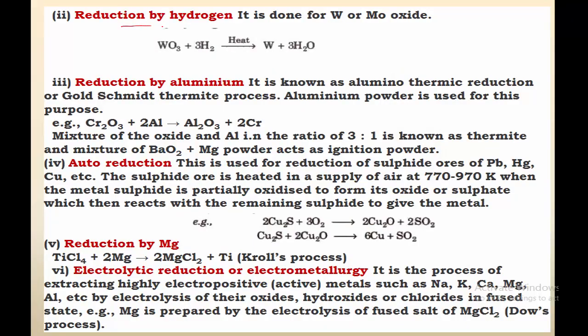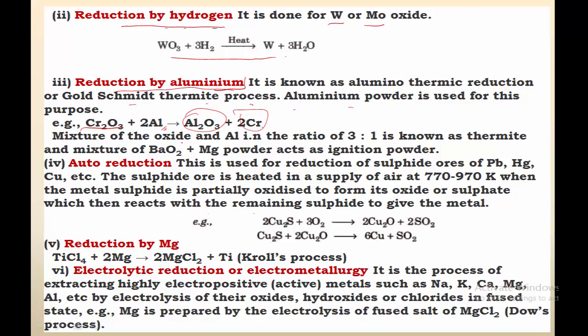Next, reduction by hydrogen. By using hydrogen, we can reduce tungsten or molybdenum. Okay, this is one of the examples. Then another one is reduction by aluminium. So aluminium is used as a reducing agent for reducing different metals. For example, chromium oxide can be reduced with the help of aluminium and forms aluminium oxide and chromium. And this is aluminothermic reduction or the Goldschmidt thermite process. So aluminium powder is used for this purpose.